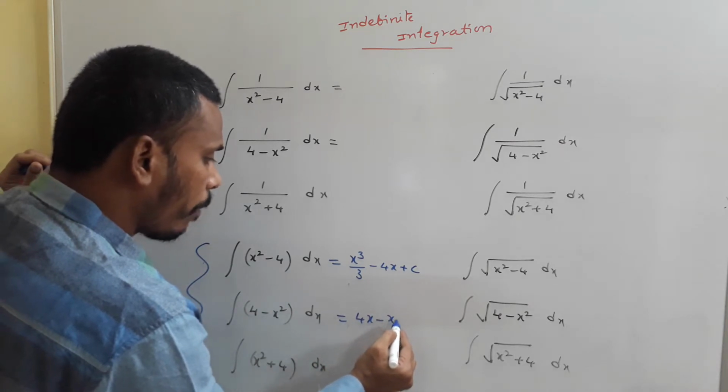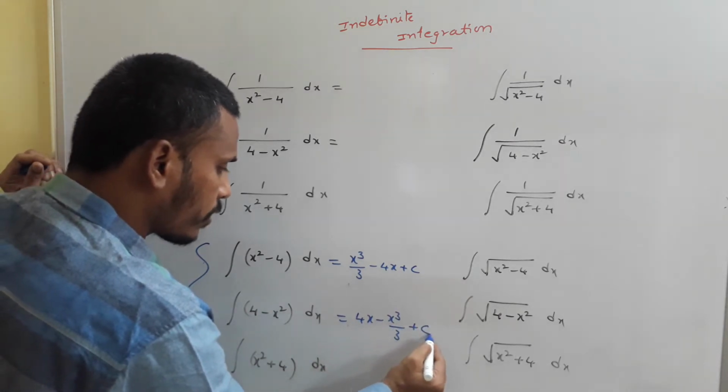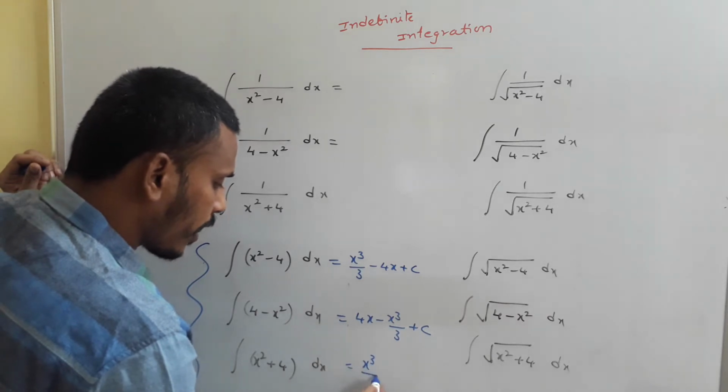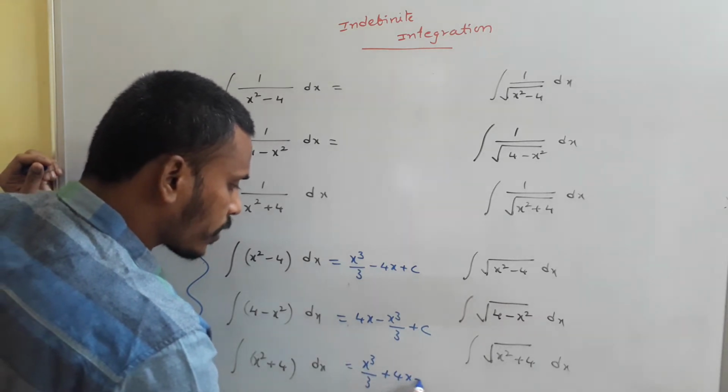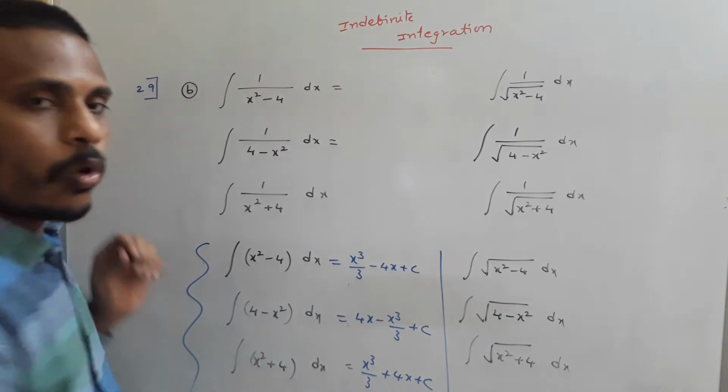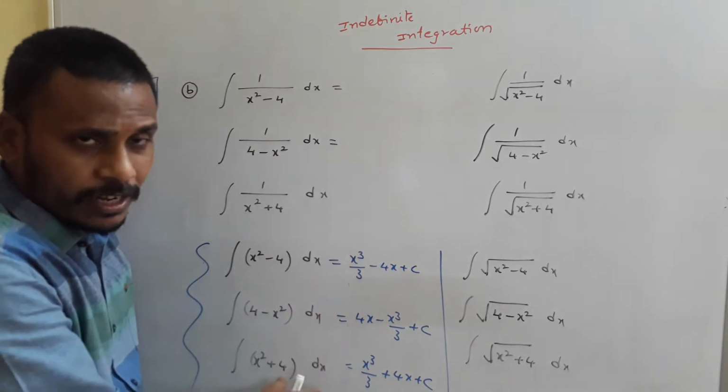4x minus x cube by 3 plus c. And for the last one, it is x cube by 3 plus 4x plus c. So I think you all are good at these types of integrations.